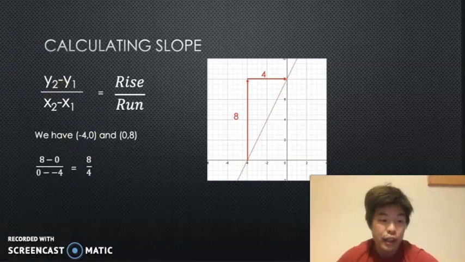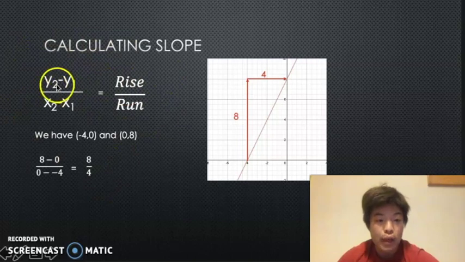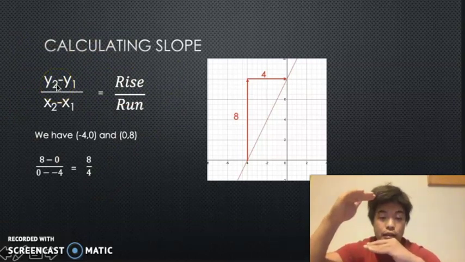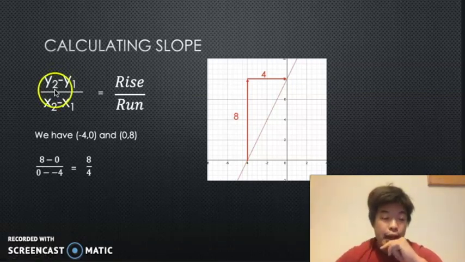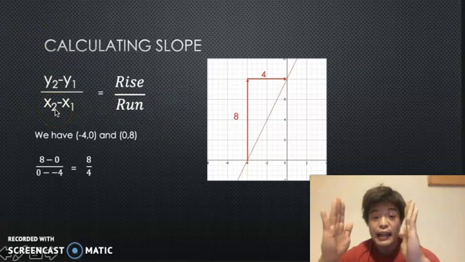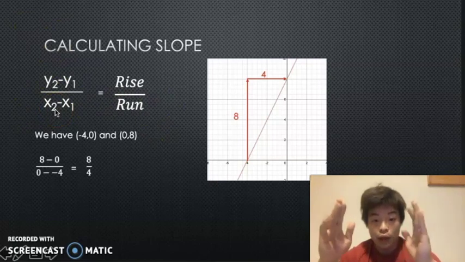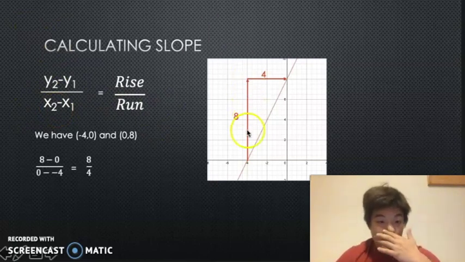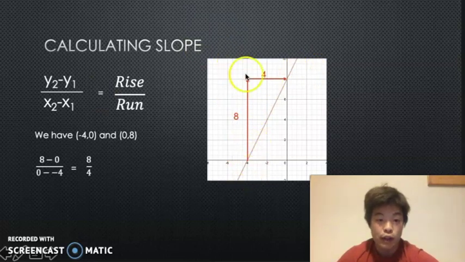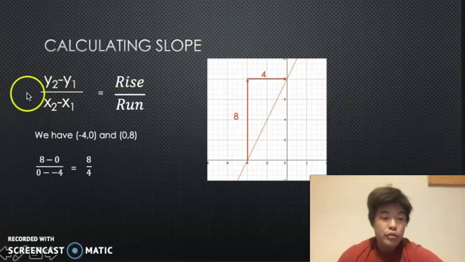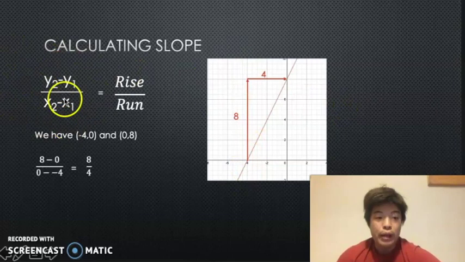So this is the exact same way to calculate the slope. It's just using an equation, right? And this equals rise over run because y2 minus y1 is calculating the difference in y, which is the rise. And x2 minus x1 is calculating the difference in x, which is the run. So you can either just look at the graph and choose 2 points and look at the rise over run, or you can use this formula, y2 minus y1 over x2 minus x1.